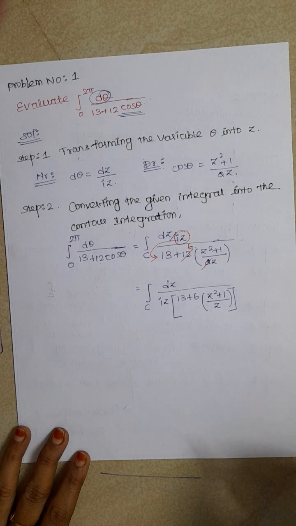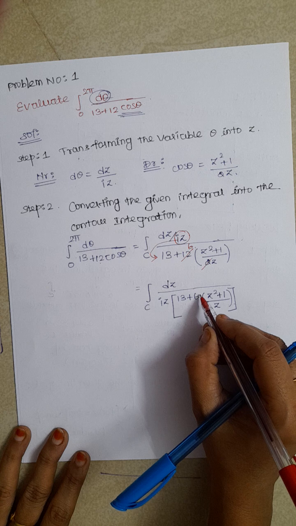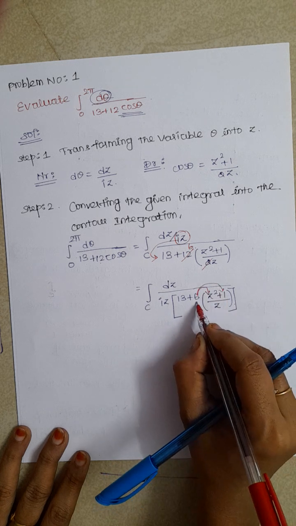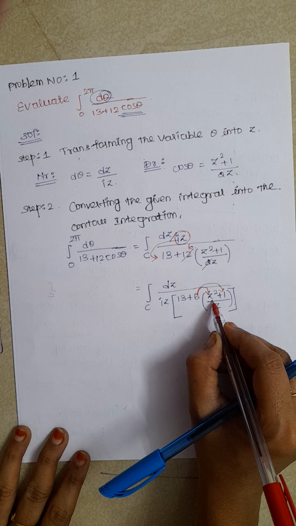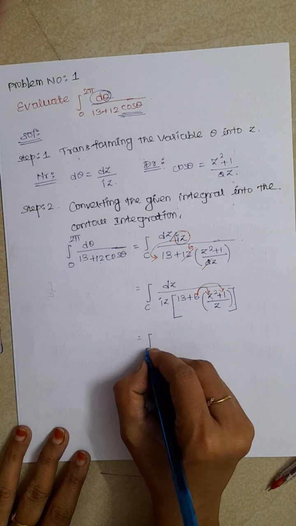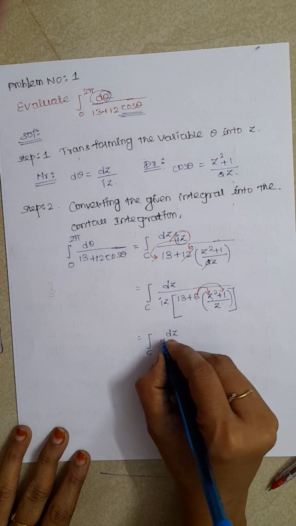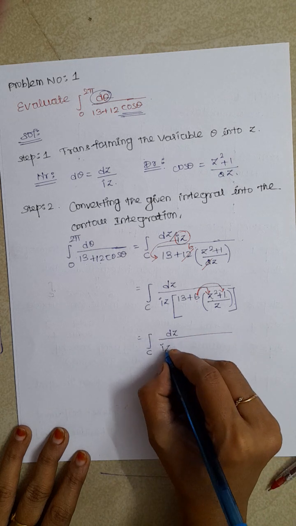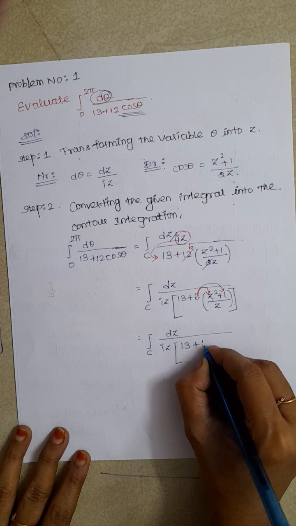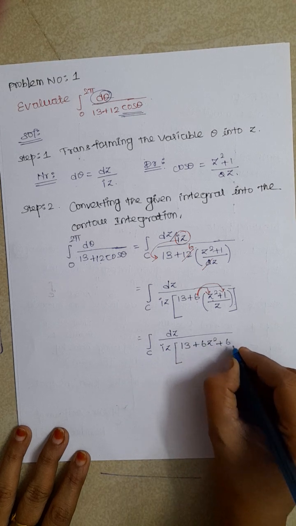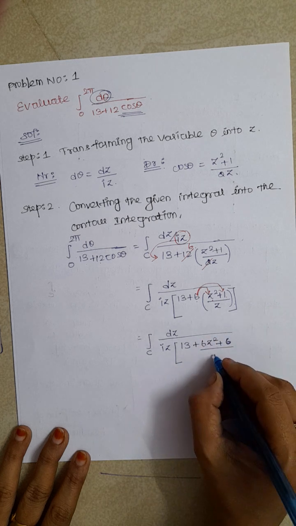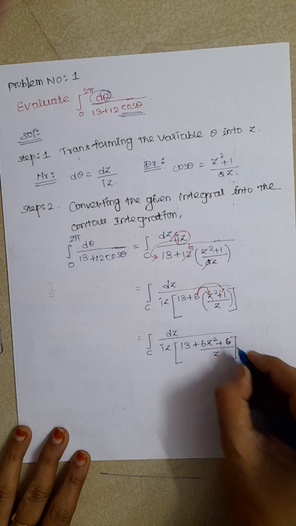Okay, so next step, 6 is outside, you can multiply it with the inside values. So 6 into z square, 6z square, 6 into z, 6z. So integral over C, dz divided by iz, 13 plus 6z square plus 6z, divided by z, is only two terms.